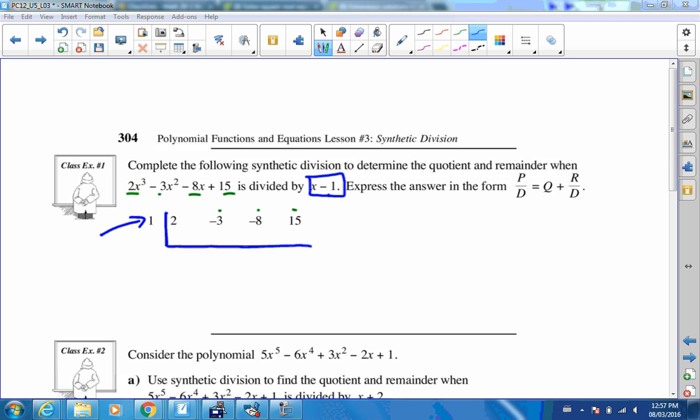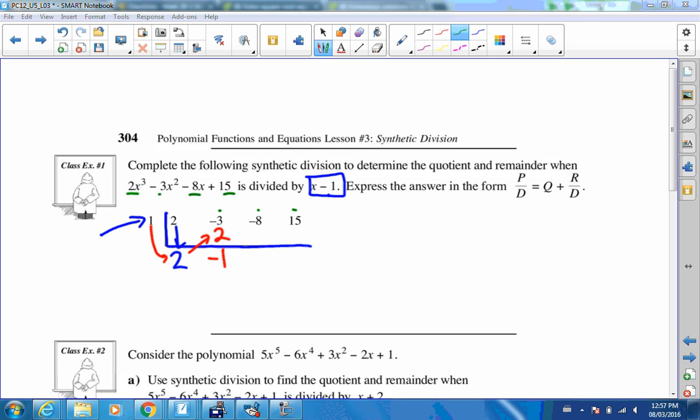Now the process is that this first 2 drops straight down. It's got nothing to add or subtract to. But now that we have a number down in this place, I take this 1 times that 2, and my answer goes up here at 2. Now instead of just dropping down, there's another number in the way here. So this negative 3 can't just drop down. Instead, we add negative 3 plus 2, and that gives me a negative 1 down here.